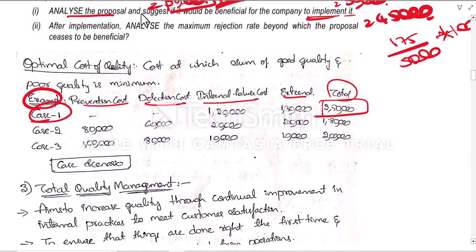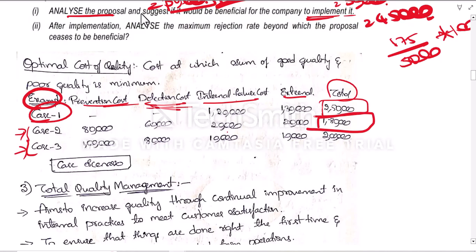We will incur something on prevention and detection cost for the same. So we have proposed two methods, case 2 and case 3. In case 2, we have proposed 80,000 rupees of prevention cost and 60,000 for detection cost. What did it give as the result? Internal failure cost reduced to 20,000, external failure cost reduced to 20,000. Okay, it is 1,80,000 total cost.